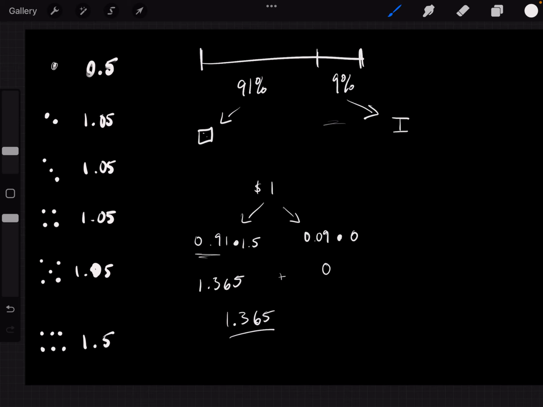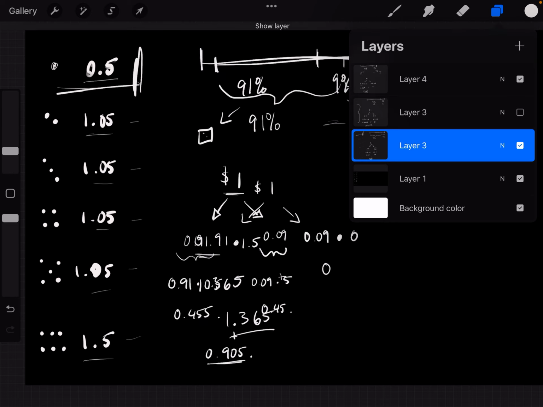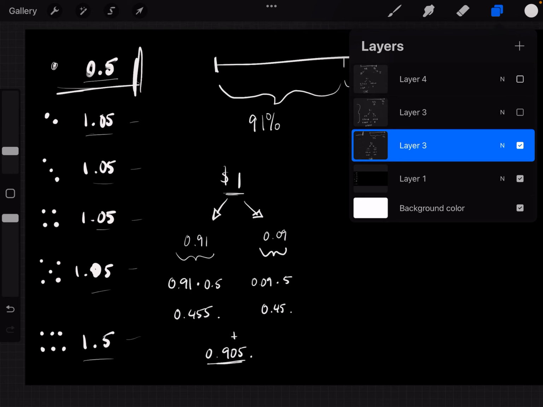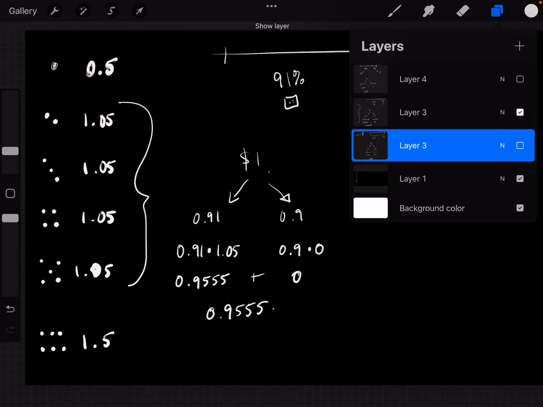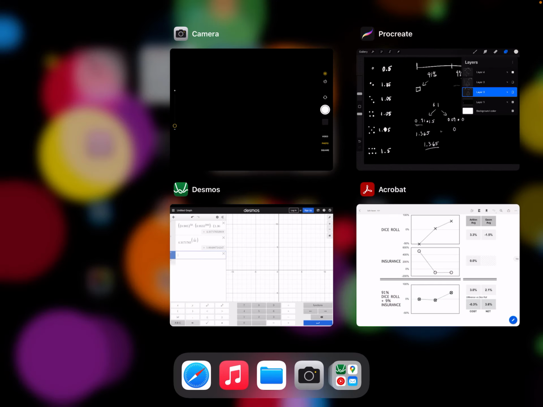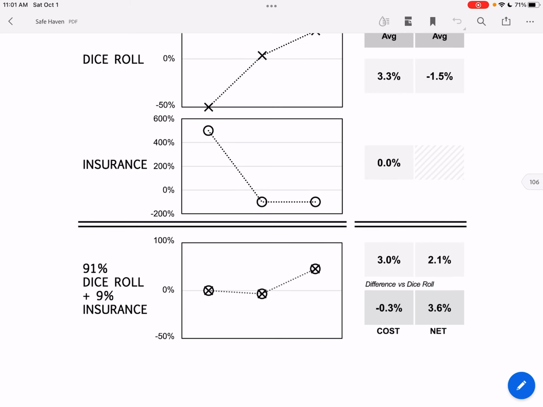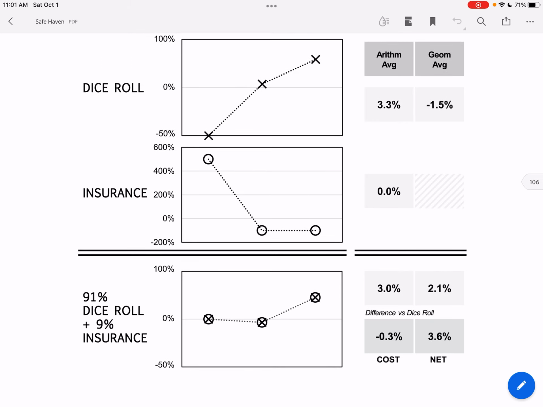Okay, so what you see here is that if you roll a 1, you'll get an end wealth of 0.905. If you roll a 2, 3, 4, 5, you get 0.9555. And if you roll a 6, you'll get 1.365 at the end. Now, to go back to the question that I had, it was, how on earth did he calculate a geometric average of 2.1%?